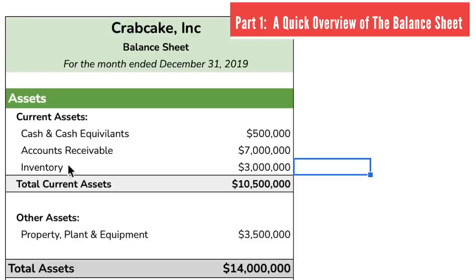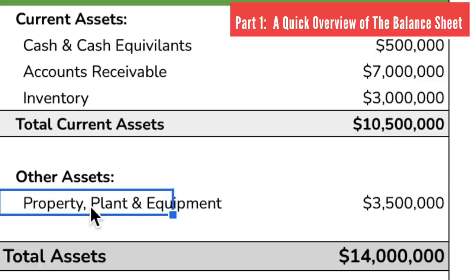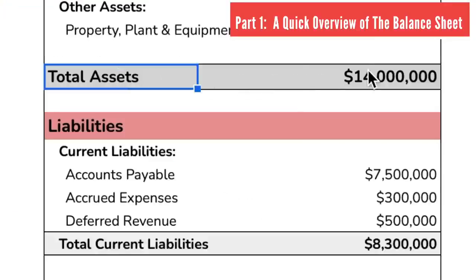And the idea is that all of these three items in current assets can be converted into cash within 12 months, and that's why we call it current, right? So current means that it can be converted to cash within 12 months. And then we'll always have the other assets or non-current assets, which in this case is property, plant, and equipment, because the idea is that these are an investment in the future of the company. This is not something that the company intends to sell and turn into cash, and so this is other assets here. So the total assets for the company is $14 million.